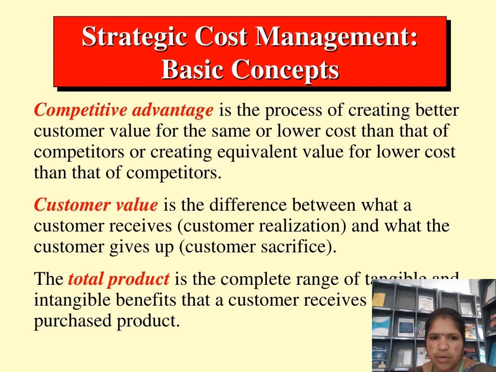First are competitive advantage, customer value, and total product. Competitive advantage is the process of creating better customer value for the same or lower cost than that of competitors, or creating equivalent value for lower cost than that of competitors. Customer value is the difference between what the customer receives and what the customer gives up. That is customer realization and customer sacrifice. The total product is the complete range of tangible and intangible benefits the customer receives when purchasing a product.